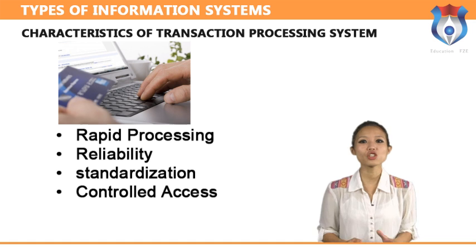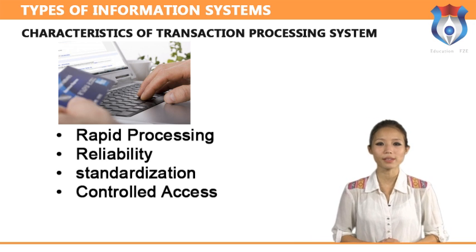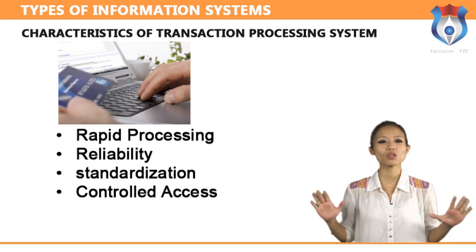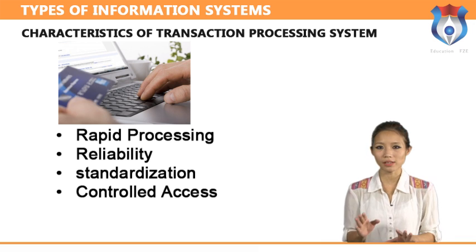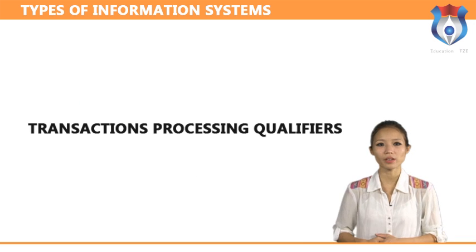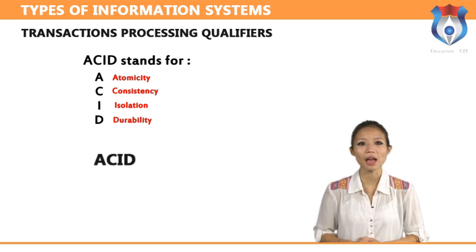Standardization. Transactions must be processed in the same way each time to maximize efficiency. That's why TPS interfaces are designed to acquire identical data for each transaction. Control access. It ensures that employees who lack the skills and ability to control it cannot influence the transaction process. Transaction processing qualifiers. In order to qualify as a TPS, a transaction must pass the ACID test.